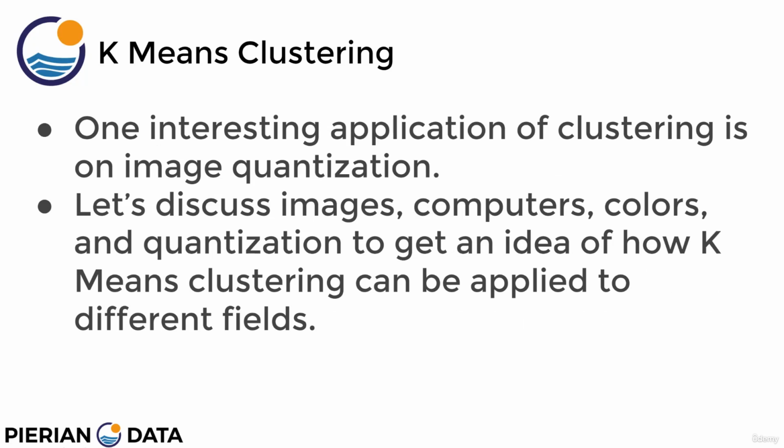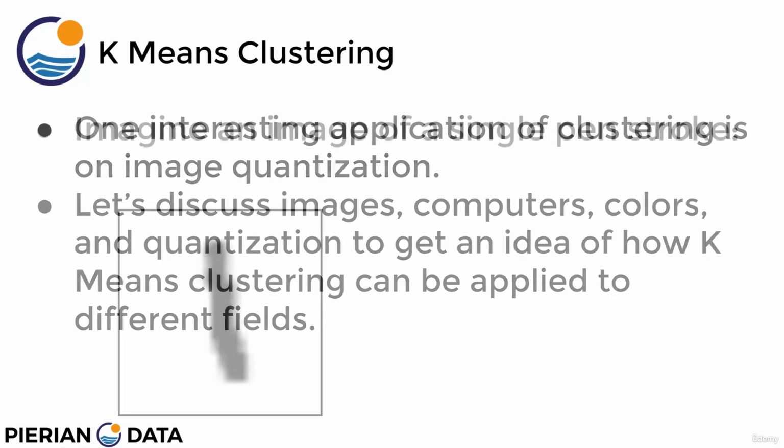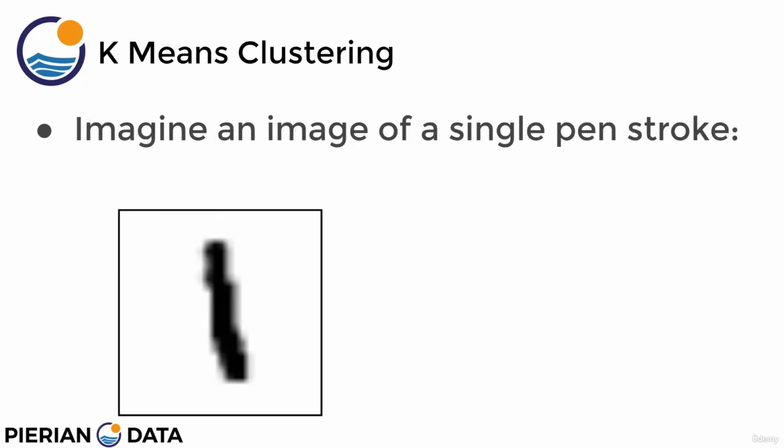So one interesting application of clustering, to be specific, is on image quantization. So what we're going to do here is discuss images, computers, colors, and quantization to get an idea of how k-means clustering can be applied to different fields. Let's begin by trying to understand what a computer is actually understanding and displaying when they're showing you an image.